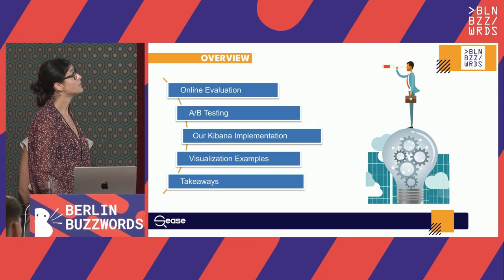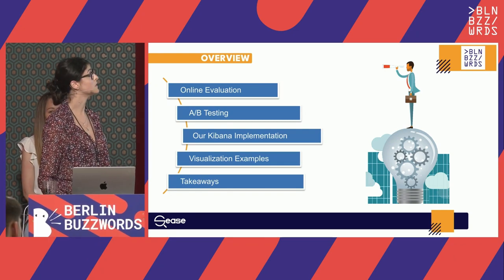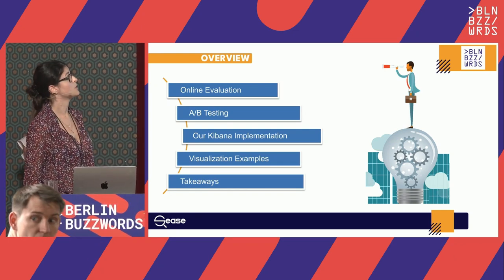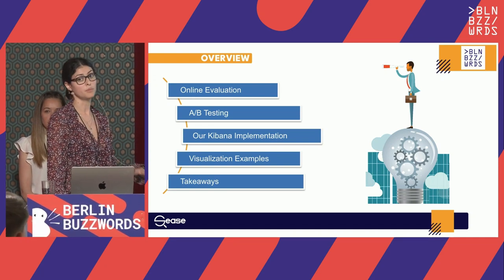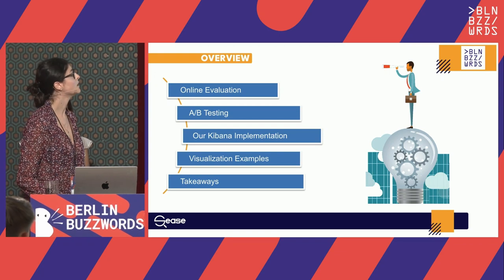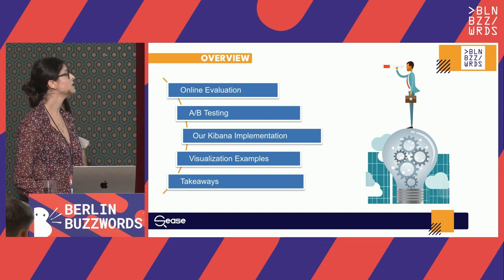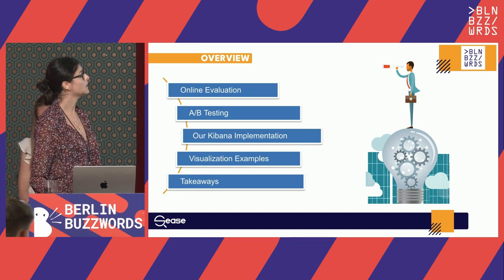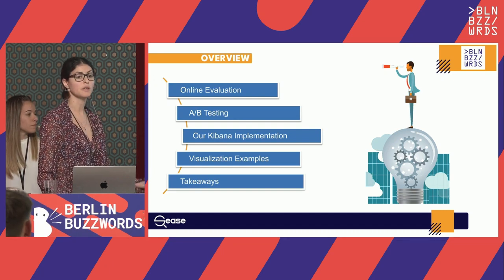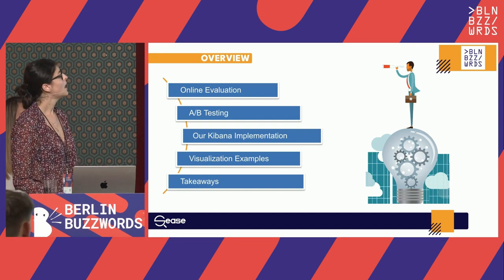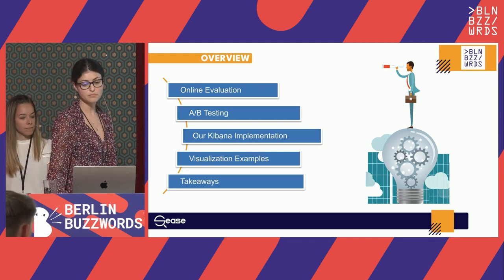Now, this is the overview. So what we are going to cover with this talk today, how the talk is structured. We will start with an introduction about online search quality evaluation, then just a brief overview about A/B testing. After that, we will dive into our Kibana implementation, the reason behind it, and we will show you how you can use some of the Kibana tools to create visualizations and dashboards to compare different ranking models. And finally, just some takeaways from this talk.